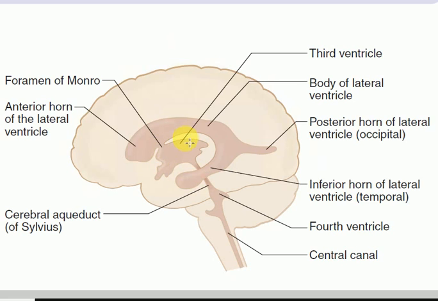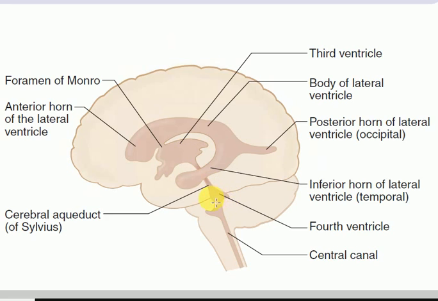Now, both the lateral ventricles communicate with the third ventricle. This is the third ventricle, and it is enclosed on both sides by the thalamus, the diencephalon. The lateral ventricles empty into the third ventricle through the foramen of Monro. There are two foramina of Monro, one from each lateral ventricle entering into the third ventricle.